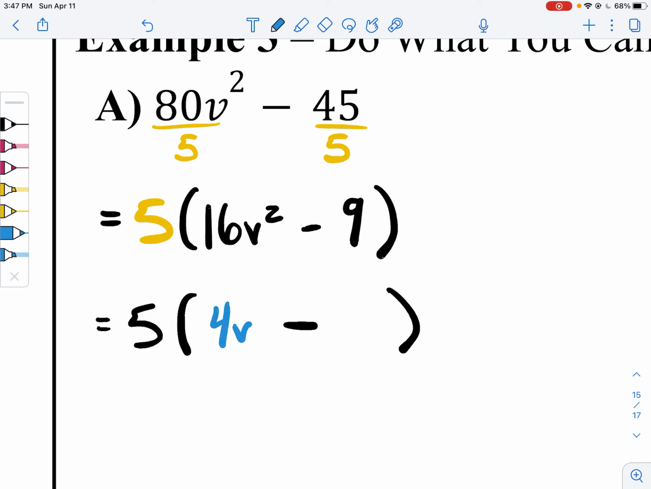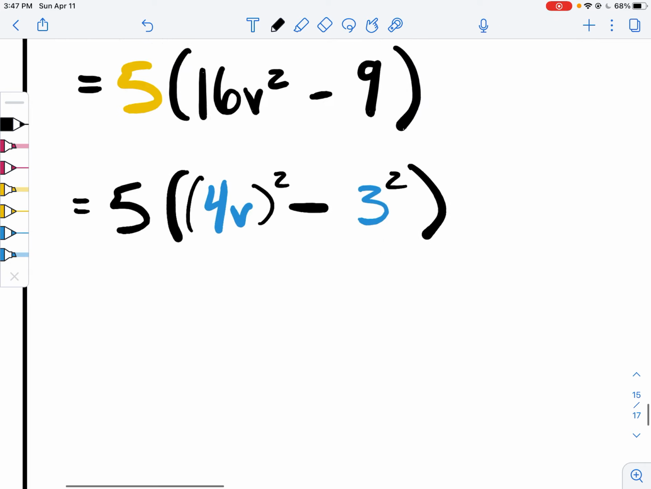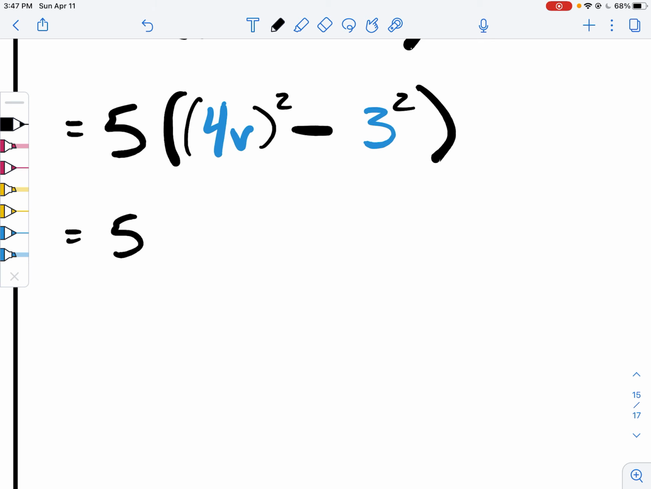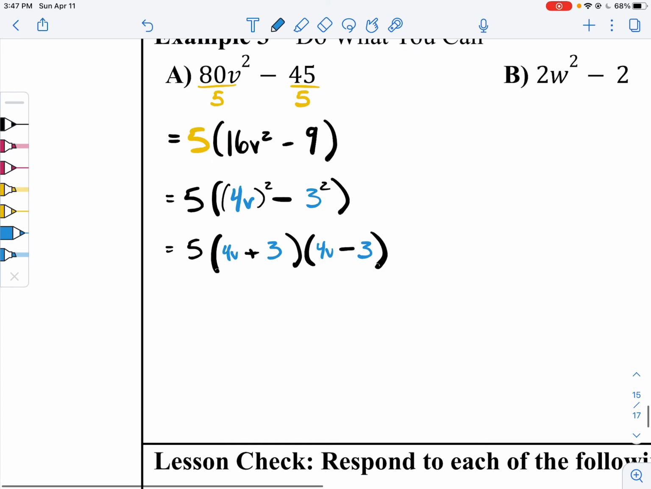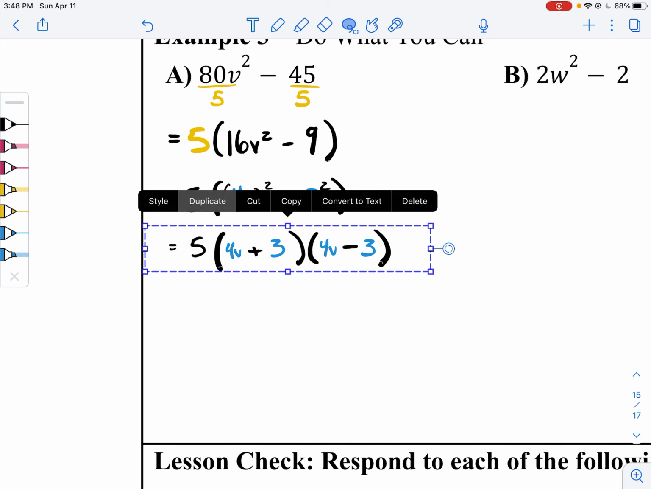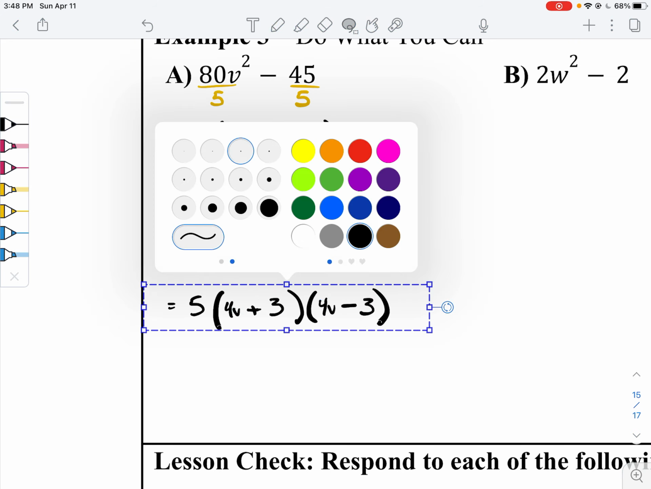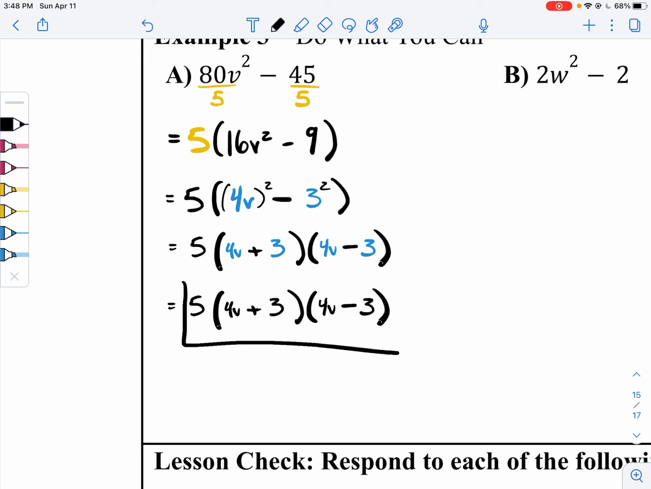But that's 4v quantity squared minus 3 squared. So yeah, I've got a 5, but even inside here, I've got a difference of squares. I've got a 4v and a 3, and a 4v and a 3. So I broke down this situation as a difference of squares into my plus minus guy, and now I'm all set. That's my factored form, and I did that whole thing.